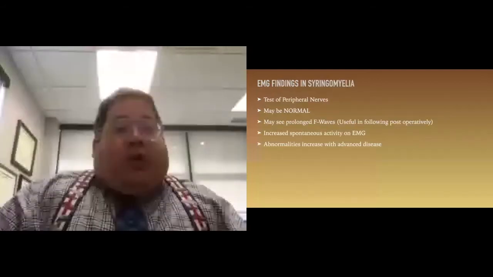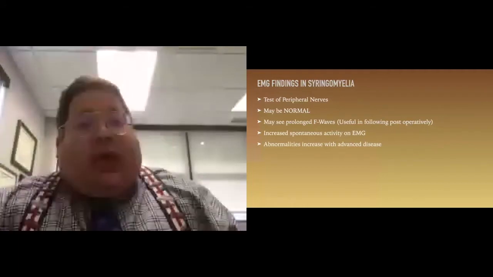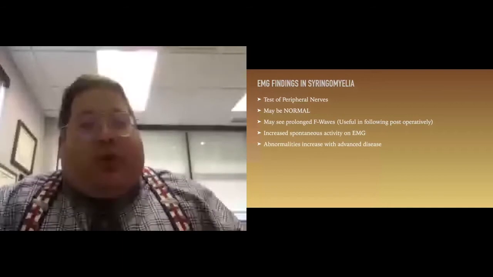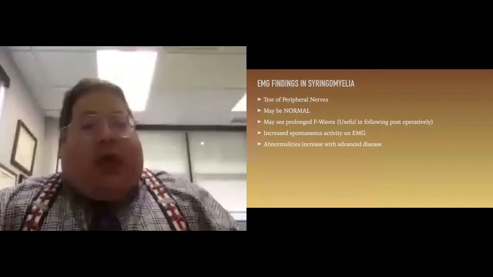What are some of the EMG findings in syringomyelia? So remember, EMG is a test of peripheral nerves, and oftentimes it's normal because the syrinx is a central problem. So the nerves may be normal, especially early on. Sometimes you may see what's called prolonged F waves, which is a long latency response that we look at.